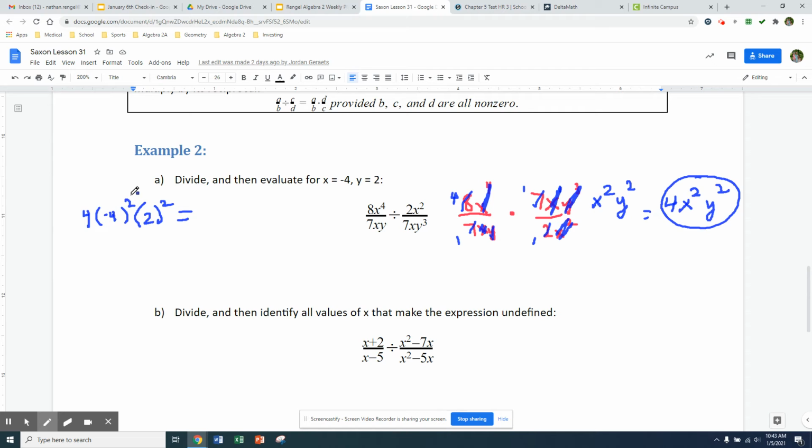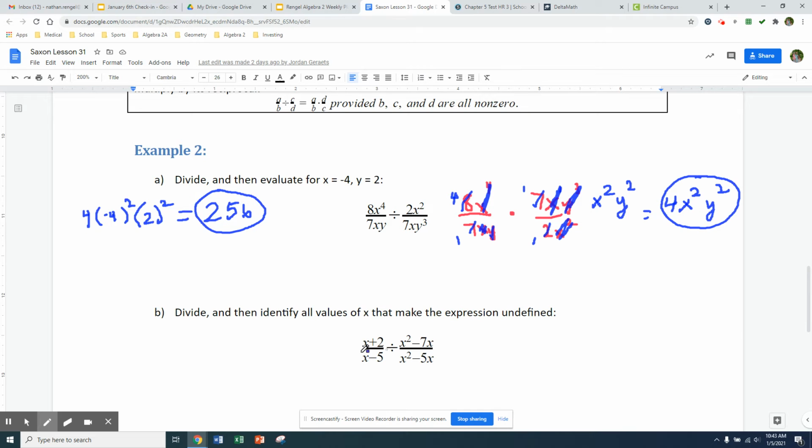So -4 squared is 16, 2 squared is 4. So 16 times 4, that's going to be 64. And then 64 times 4 is 256. So there would be our answer once we start to evaluate for -4 and 2.